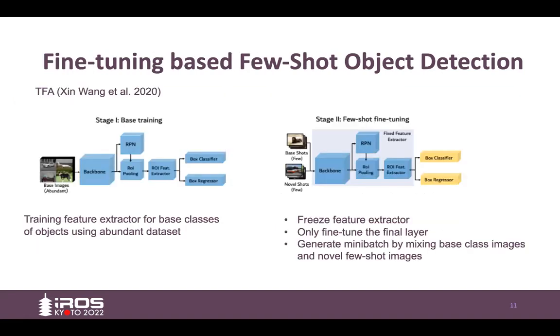The model that we are using in this work is TFA, the fine-tuning based few-shot object detection, which is composed of two stages. In the first stage, it trains on the base class of images using abundant datasets, just as traditional object detection. But in the second stage, it uses fine-tuning. It freezes the feature extractor and only fine-tunes the final layer. To fine-tune the final layer, it generates mini batches by mixing base class images and novel few-shot images. It takes quite a short time to train because it only fine-tunes the last layer.